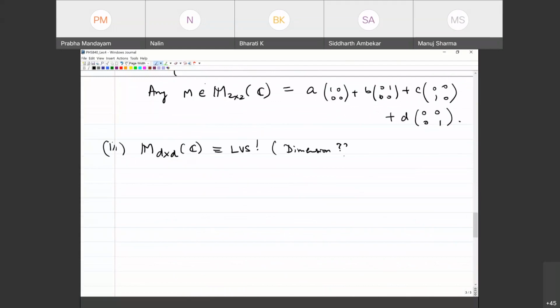So while you think about the answer to that, let me also jump off to a more non-trivial example, namely the space of square integrable functions.